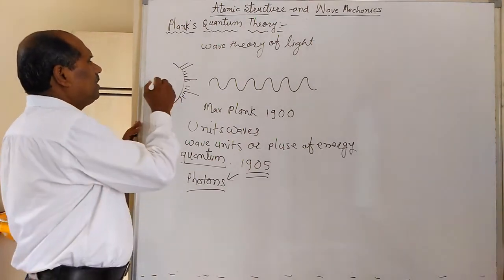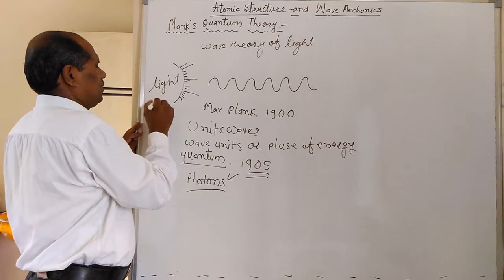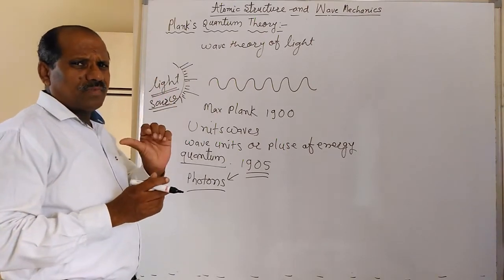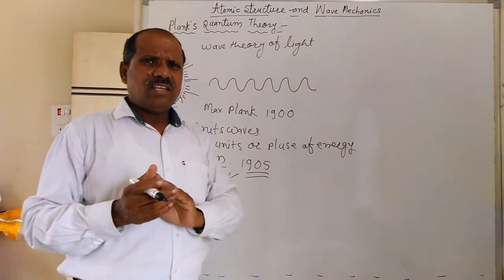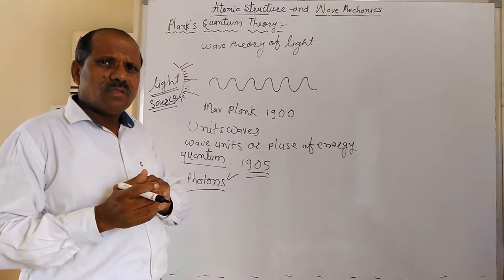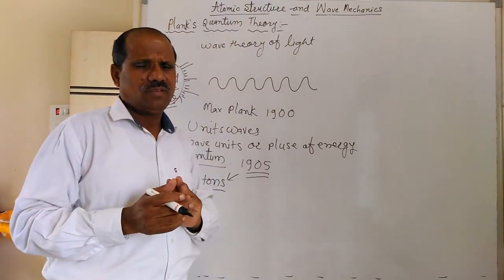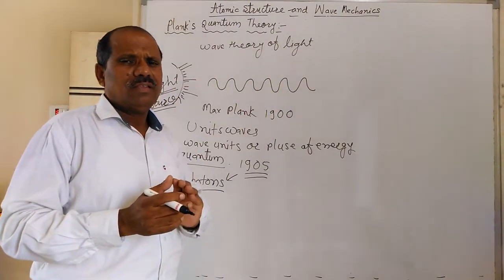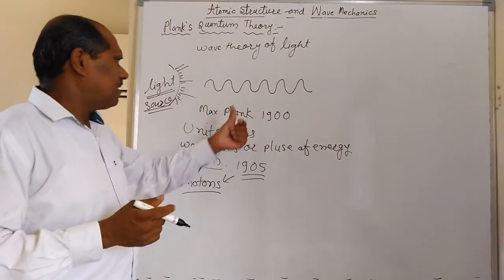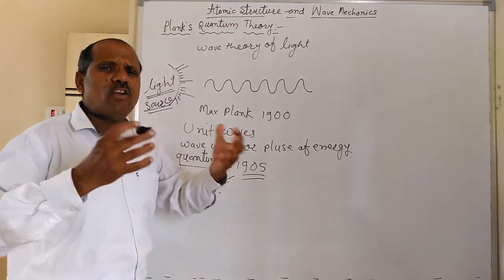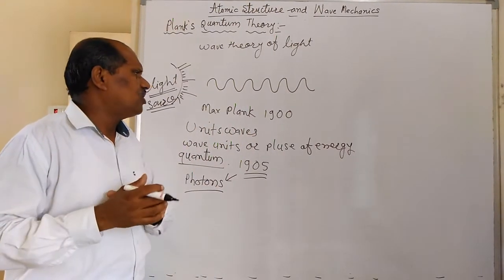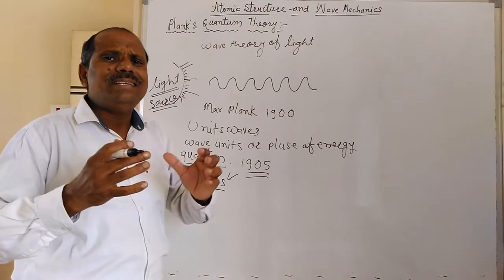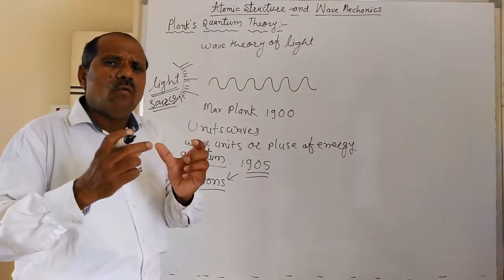Initially, this is a light source. Radiant energy or light energy is transmitting from one place to another place, as per the old concept, in the form of continuous wave. That was the old concept. But later on, Max Planck in the 19th century studied the black body radiations, and he observed that light radiations coming from the hot body are not in a continuous form. It is in a discontinuous form. It is in the form of wave units.